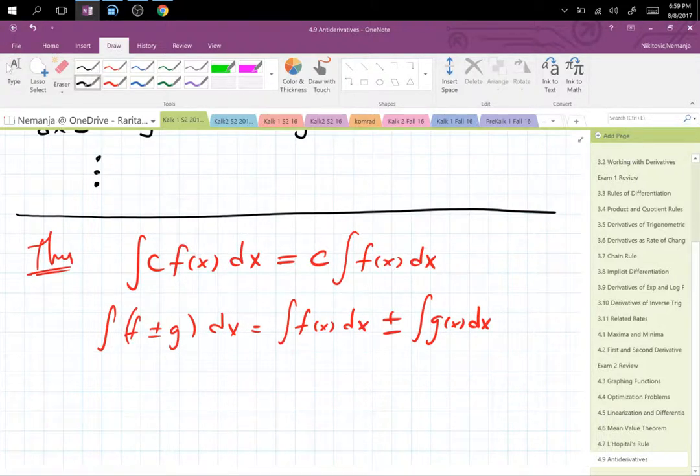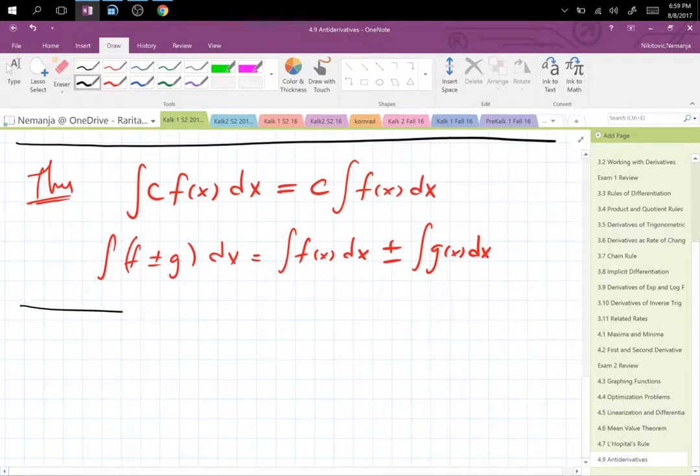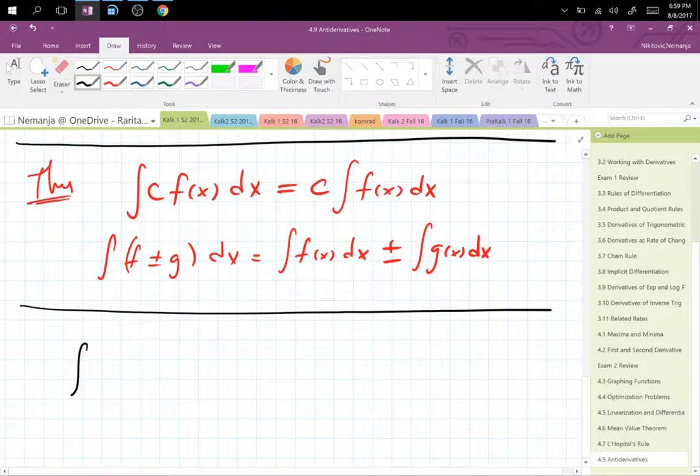You integrate it. So let's start with baby steps, right? We start the easy stuff first. So what is the integral of x to the 5 dx? Now remember, you have the formula up there if you didn't remember it yet.